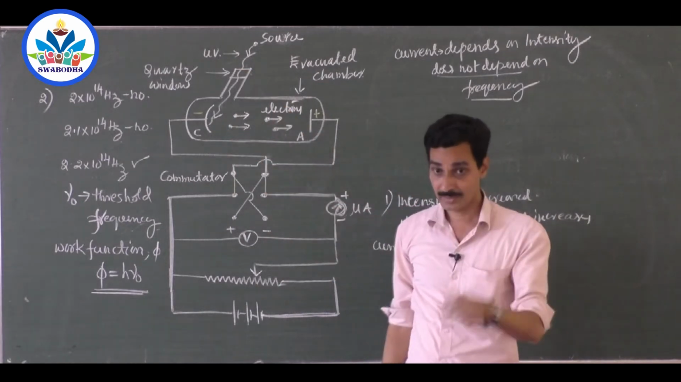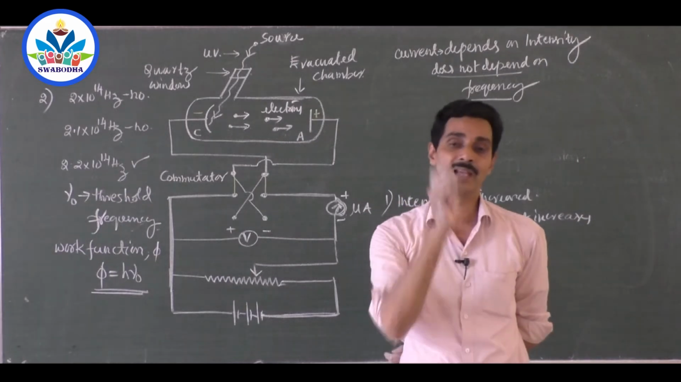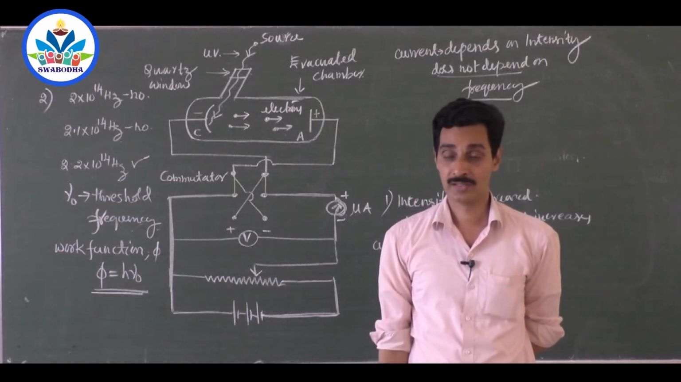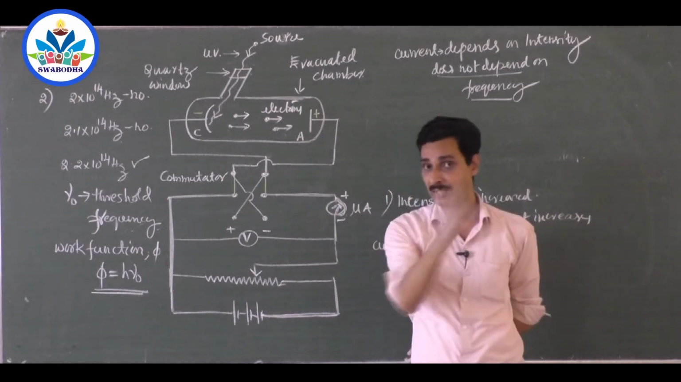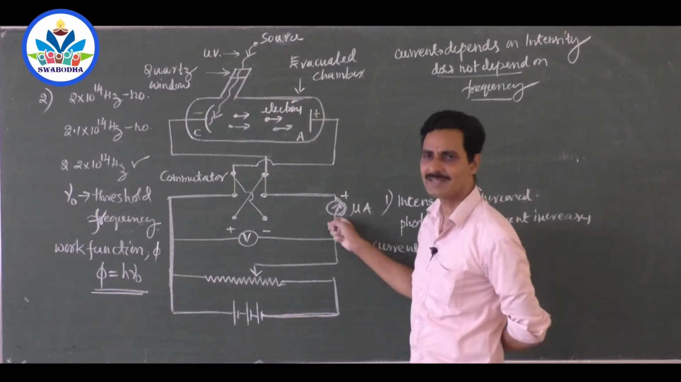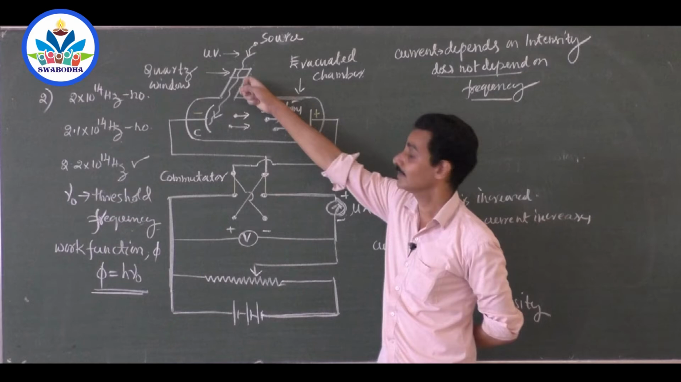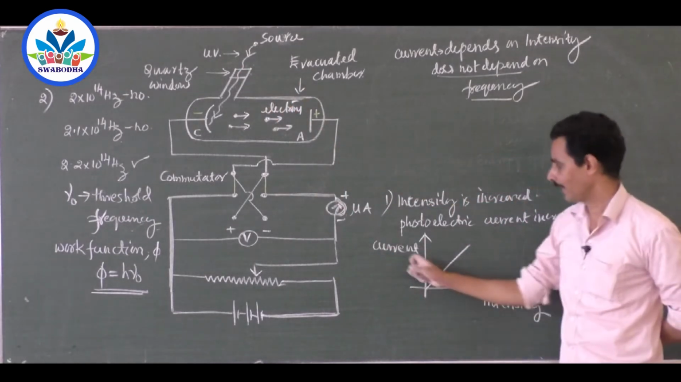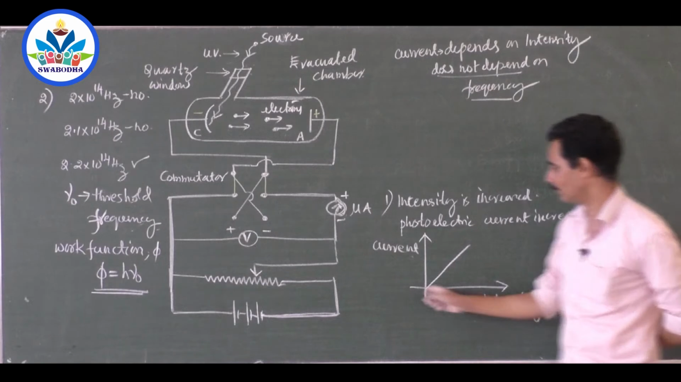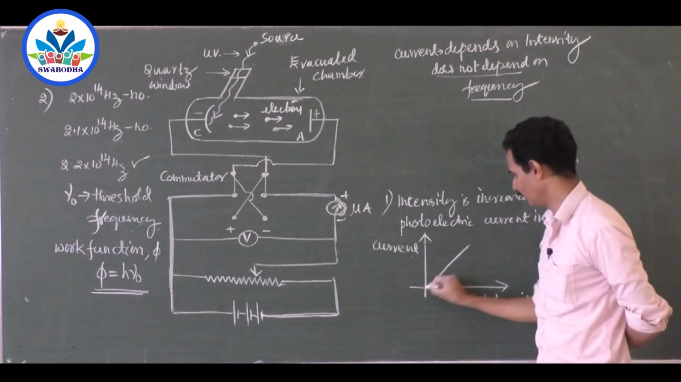Now the question is how to measure this kinetic energy. Of course, if you increase the brightness here, current will increase. That can be noted down, because you can see the current. More the brightness, more the intensity of light, more the current. You have drawn it, right? It is a graph starting from 0.